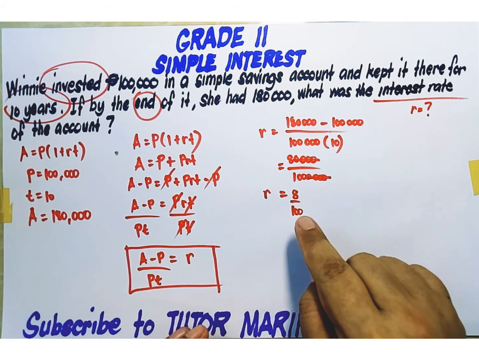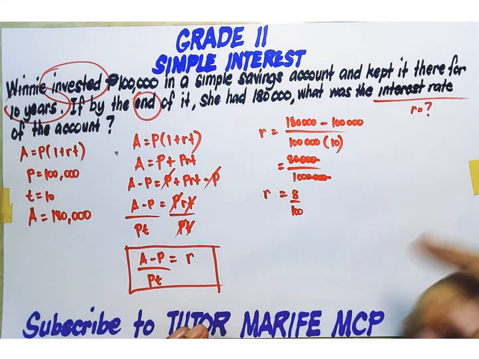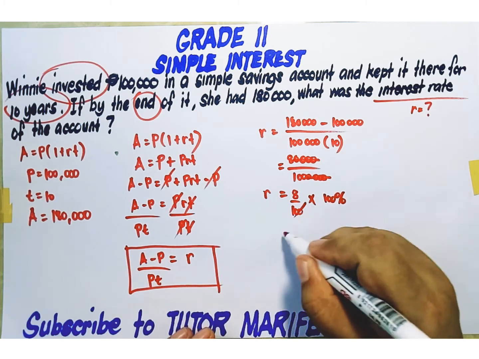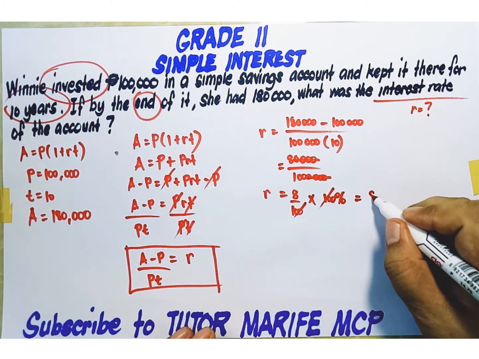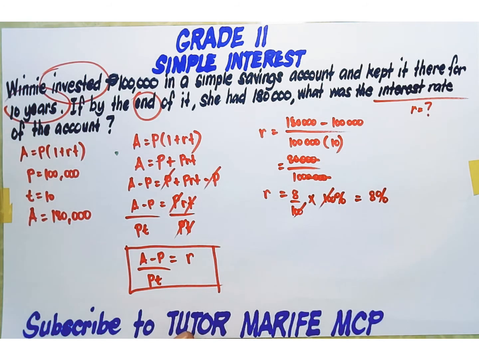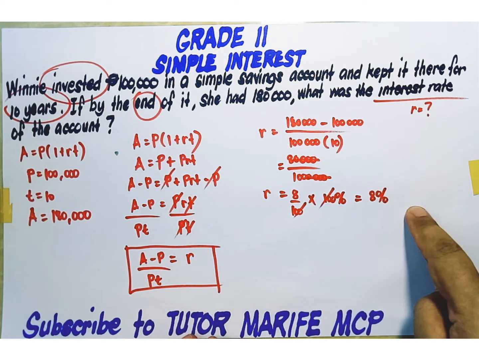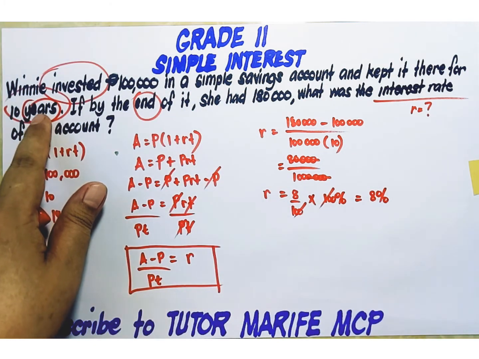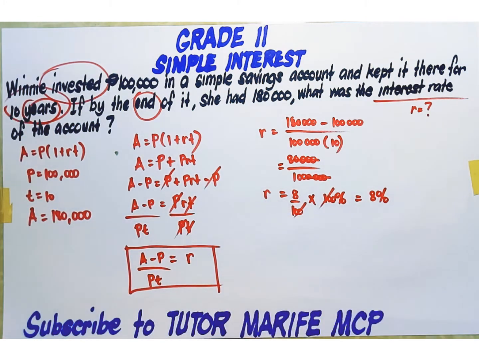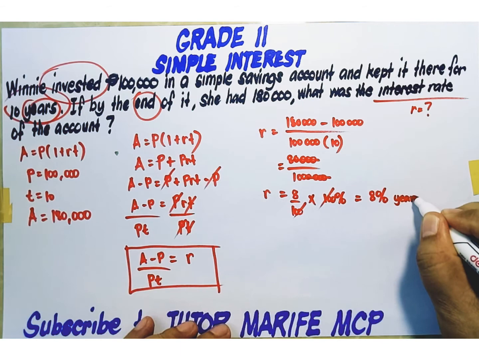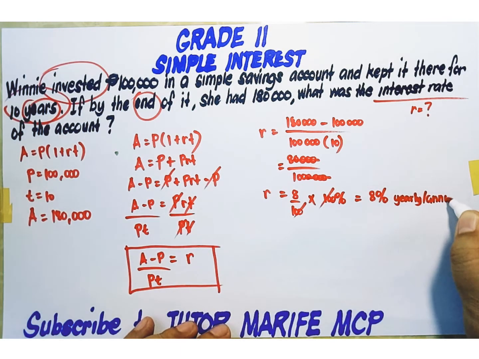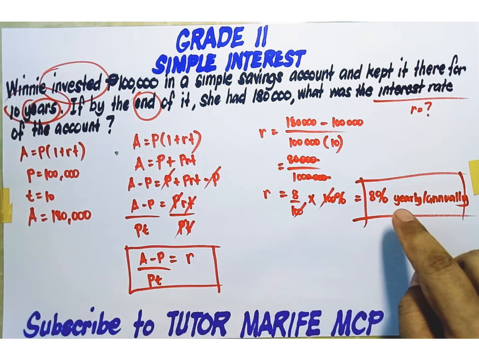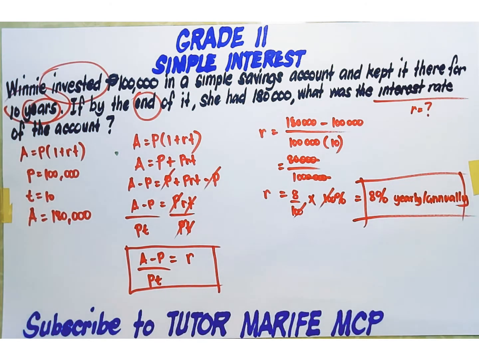If you want to convert the fraction form of interest rate into percent form, you just multiply the fraction by 100%. Cancel out 100, therefore R is equal to 8%. The time unit for R should be the same as the time unit for T. The time unit for T is years. Therefore, R should be yearly or annually. This is the final answer. R equals 8% yearly or annually.